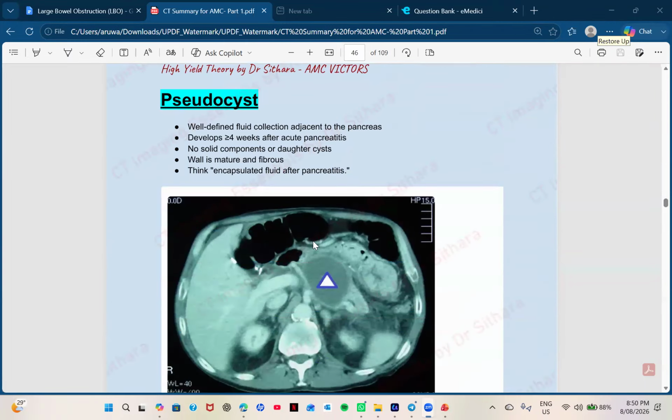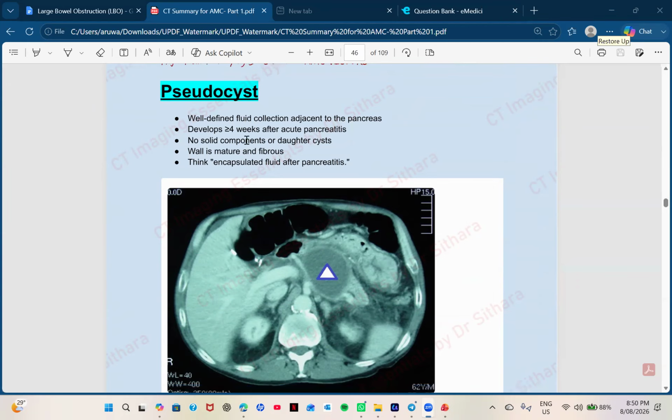So, how is a pseudocyst present? What is a pseudocyst? It's a well-defined fluid collection adjacent to the pancreas, right? It usually develops equal to or more than 4 weeks after acute pancreatitis. No solid component or daughter cyst. The wall is mature and fibrous, right? It's like an encapsulated fluid after pancreatitis.